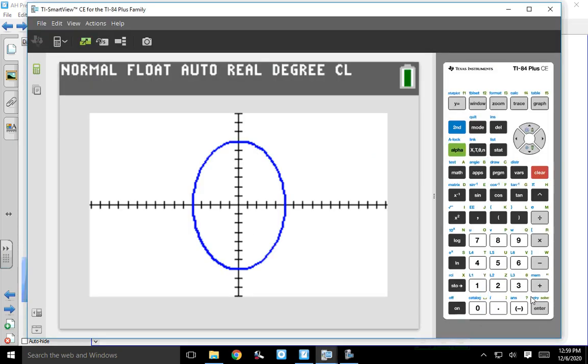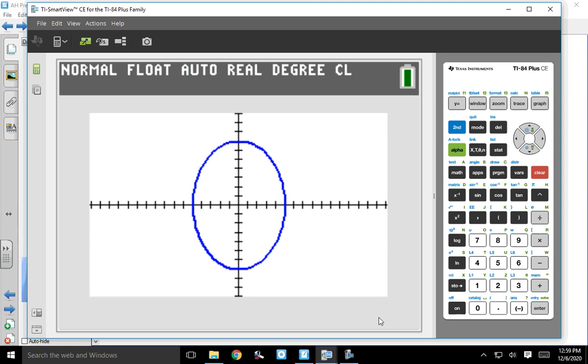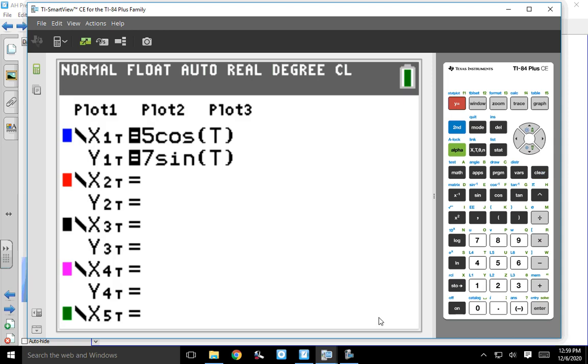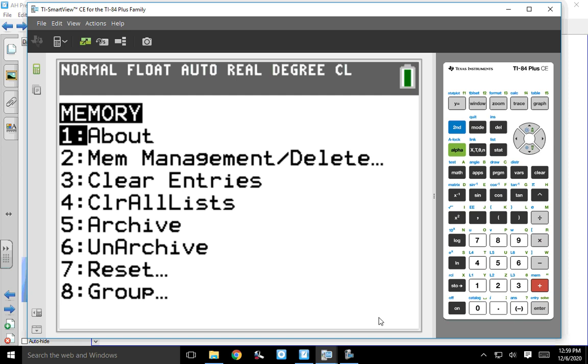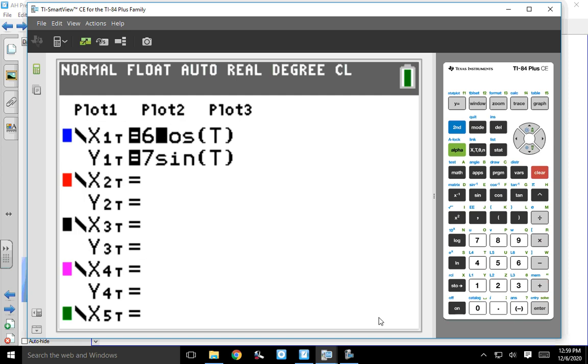All right, so with our calculator, here is the original ellipse. Let's just modify that equation, actually. They told us to take 6 plus 5 cosine of t. There we go. And then it was a negative 3 plus the 7 sine of t. There we go. And so we said that for a window here that would make sense.